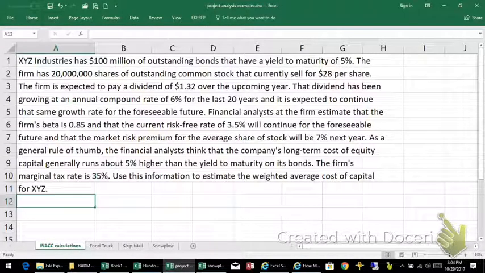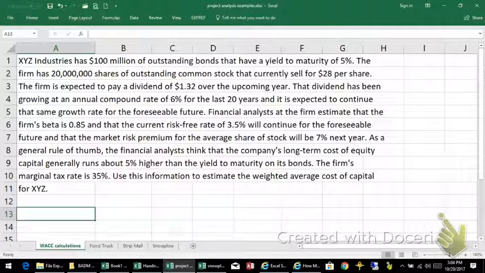All right, this problem will estimate the weighted average cost of capital for XYZ Industries. XYZ Industries has $100 million of outstanding bonds, and they have a yield to maturity of 5%, and the firm has 20,000 shares outstanding common stock that sells for $28 per share.